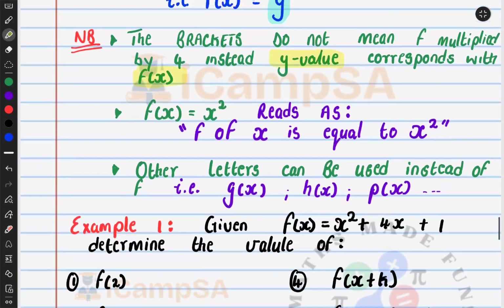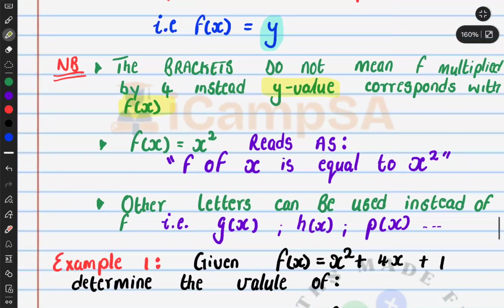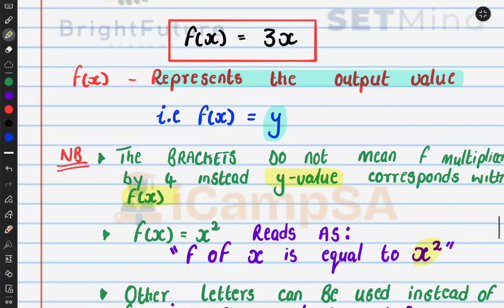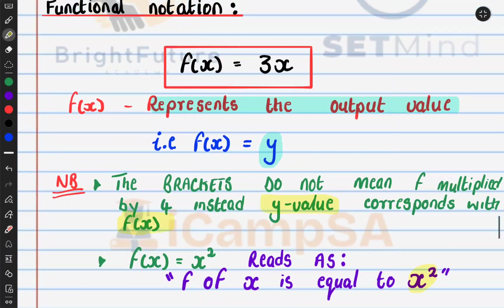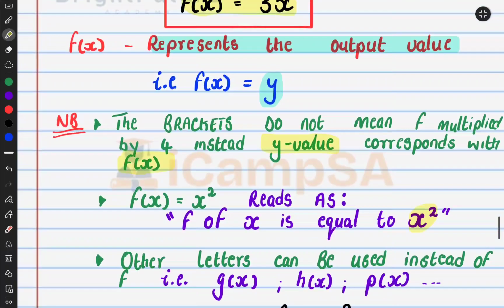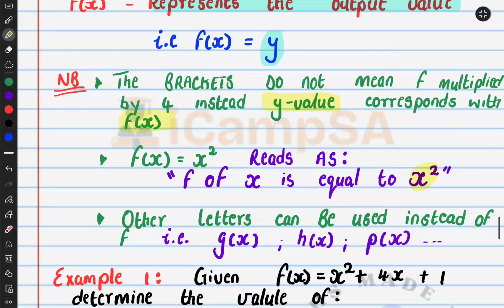The way to read this notation is, for example, f of x is equal to x squared, is equal to whatever is on the right hand side of the equation. So for instance, with the example that we made here, you're going to read it as f of x is equal to 3x, or 3 multiplied by x. And with this one we are covering here, f of x is equal to x squared, the one that I highlighted there.